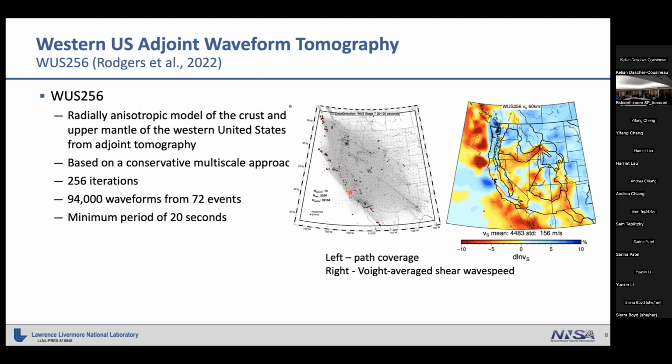You can see the left side here is the path coverage, and the right side is the average shear wave speeds at 60 kilometers depth. We have a total of 94,000 waveforms from 72 events. At the end, the final inversion uses minimum period waves down to 20 seconds, so it's a 20 to 120 second model.